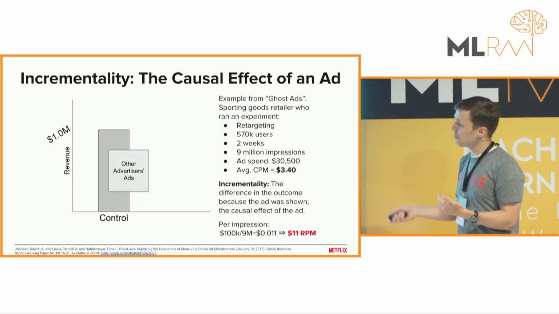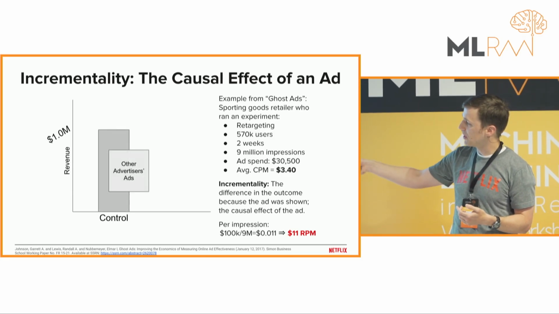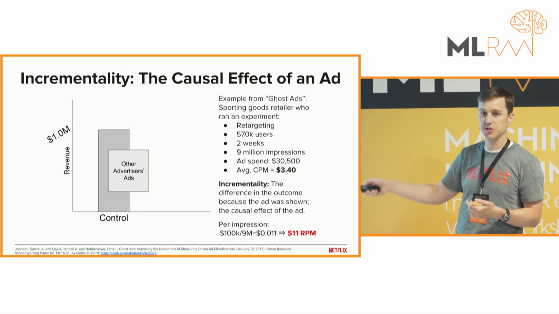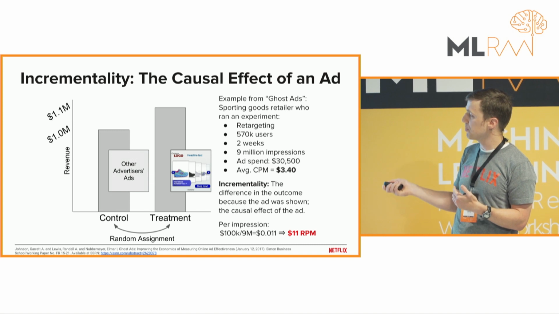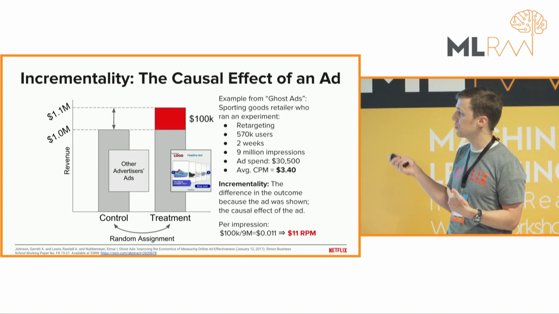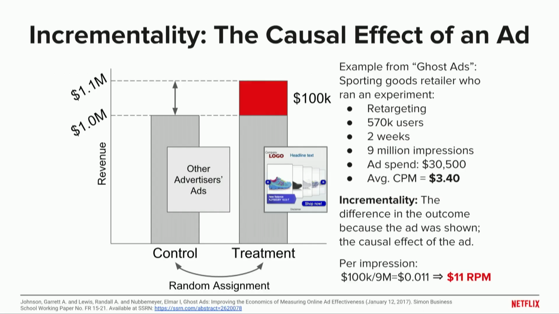So for example, we'd have a control group here where they would see other advertisers' ads, and they would perhaps generate $1 million of revenue. And then in the treatment group, we would see $1.1 million of revenue. And so the incrementality is the extra $100,000 that's generated by showing the advertiser's ad relative to what would have happened had we not shown that ad.